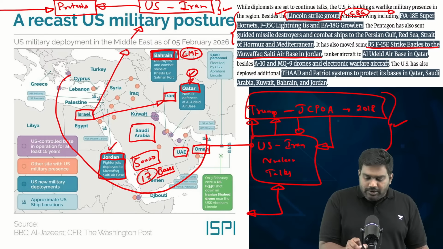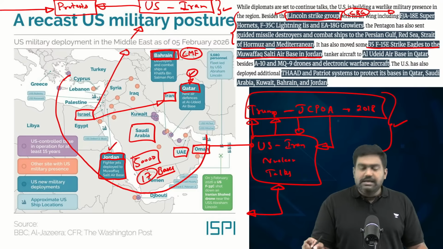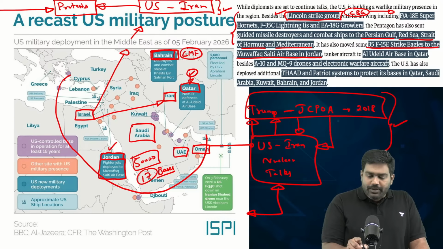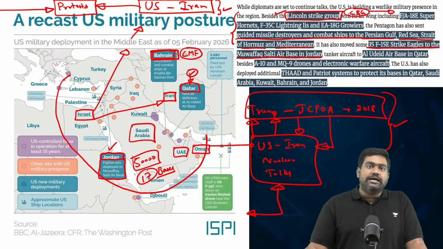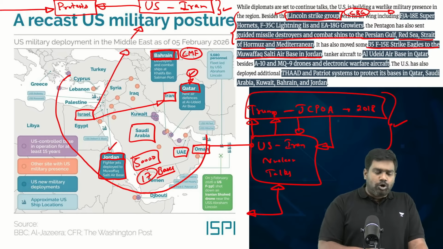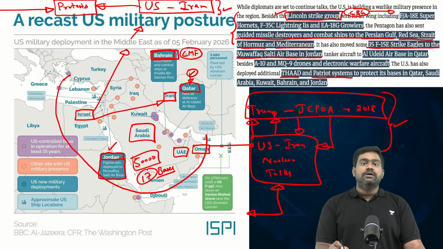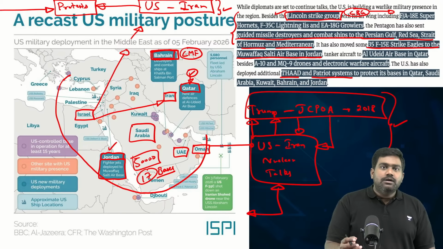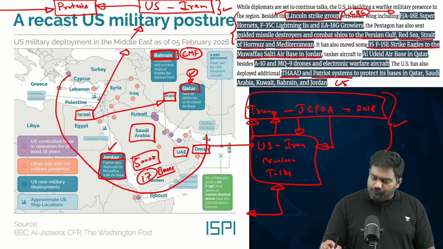In the Mediterranean, Hormuz, the Persian Gulf, as well as the Red Sea, multiple naval assets have been positioned with sufficient cruise missiles, the Tomahawk cruise missiles, and ballistic missiles. The US has even deployed advanced air defense across the region, from THAAD to Patriot systems, to deter any Iranian aggression. Right. Apart from this, the USS Gerald Ford, the world's largest aircraft carrier.